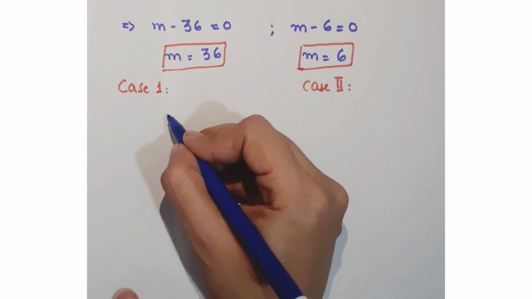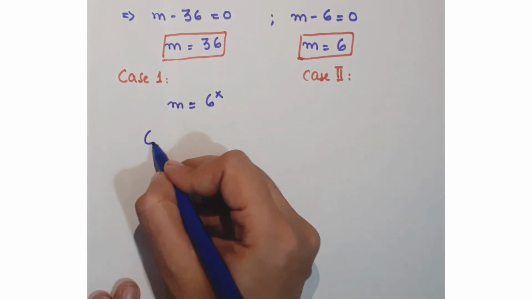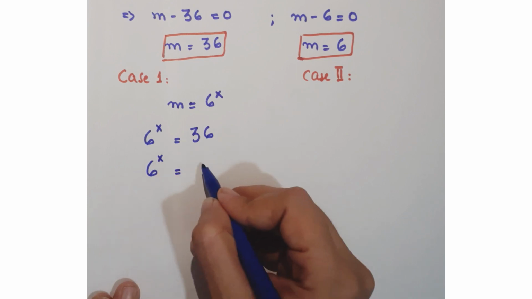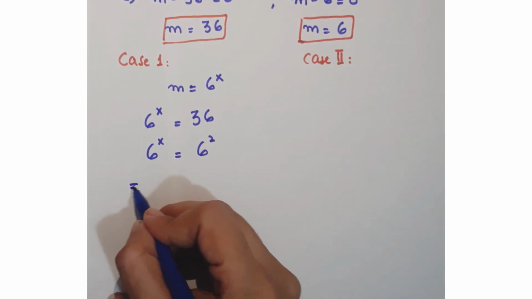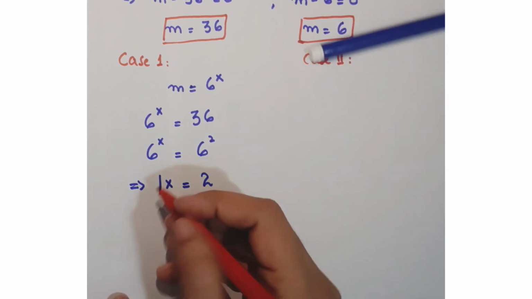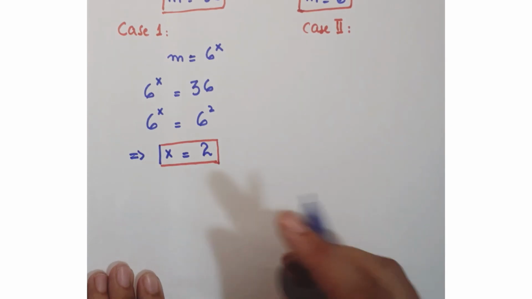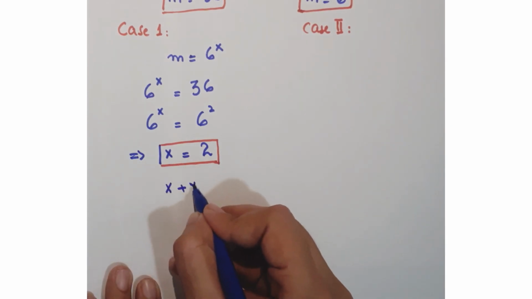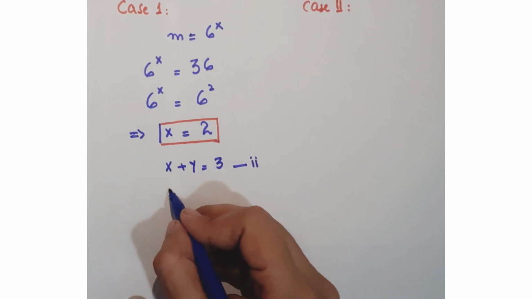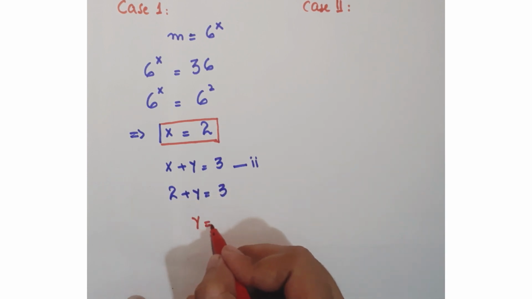As you assumed that m is equal to 6 to the power x, so just replace it here. You get 6 to the power x is equal to 36. Further, you can write it as 6 to the power x is equal to 6 square, and this implies that x is equal to 2. So you get x is equal to 2 here. As in this equation number 2, x plus y is equal to 3. This is equation number 2. So using equation number 2 here, if you put x here, you get y is equal to 1.